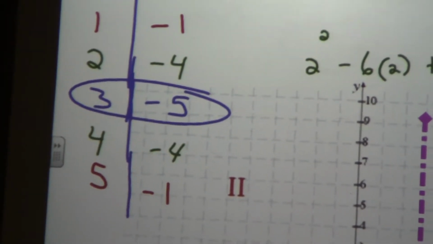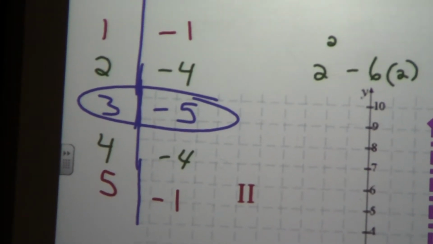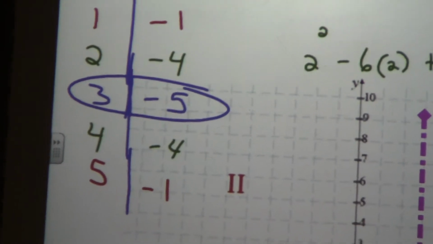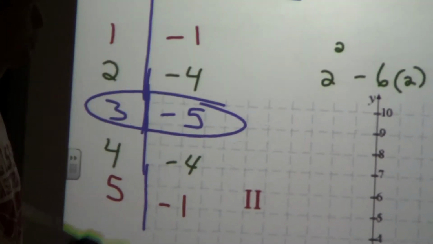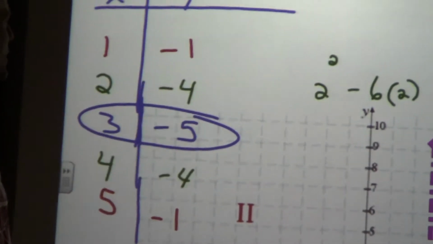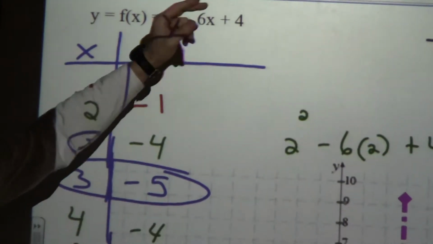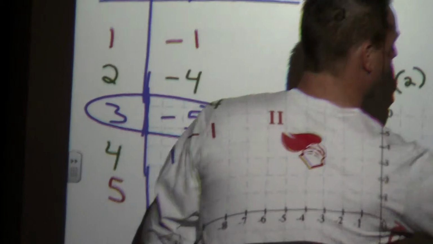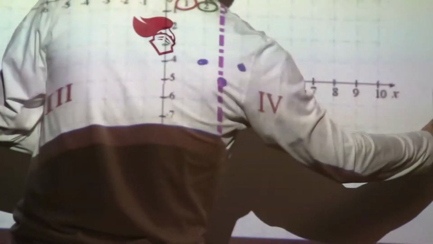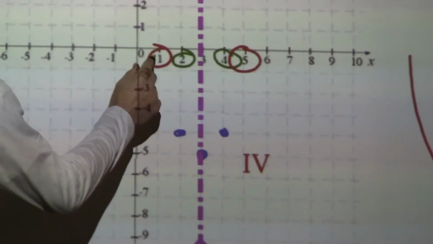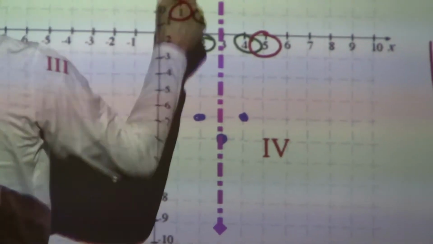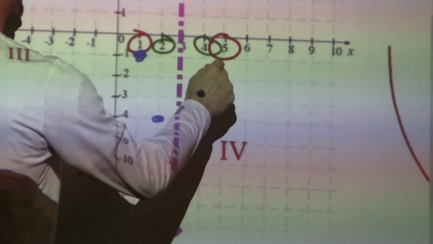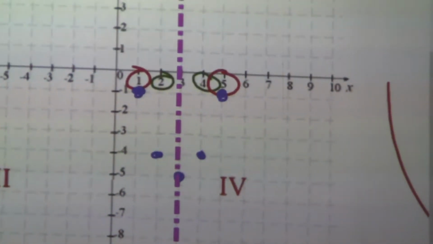Remember, it's symmetrical, so I don't even have to really do 5. I could check it. 5 squared is 25. 25 minus 30 is negative 5. Negative 5 plus 4 again is negative 1. Okay? So 1, negative 1. 1, negative 1 is right here. And 5, negative 1 right here. Now I can sketch my parabola.